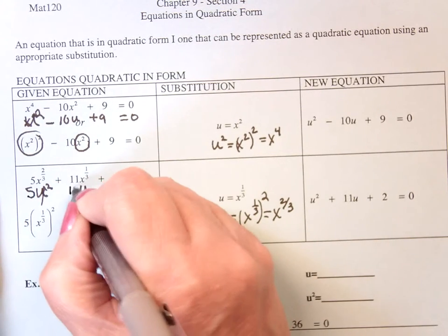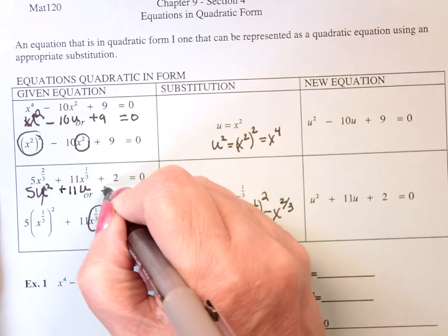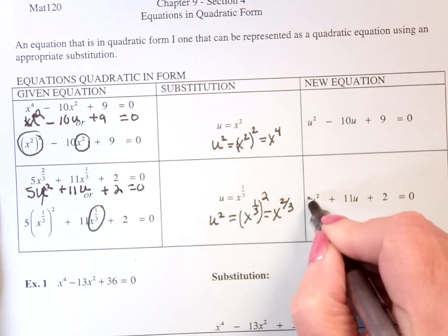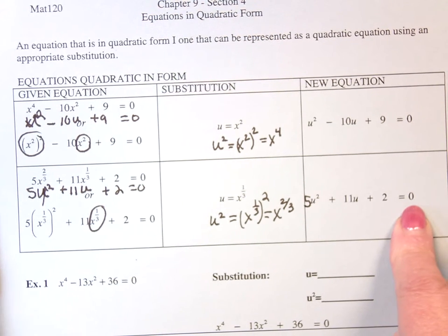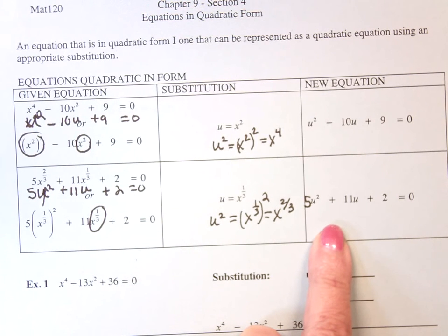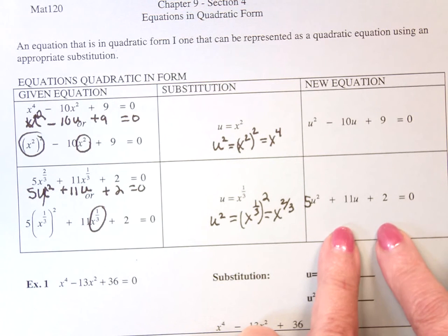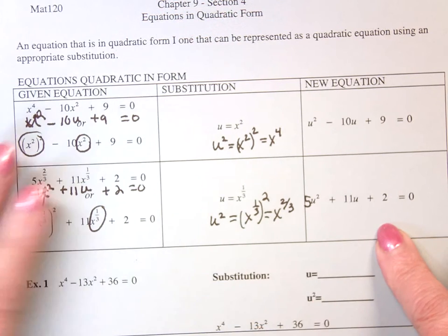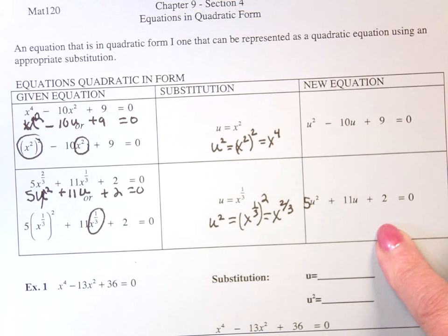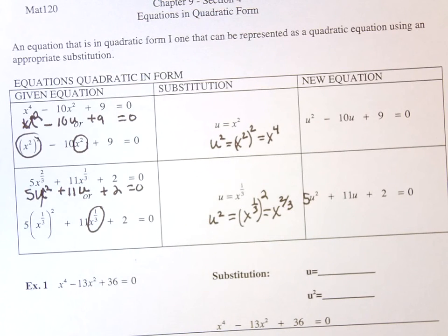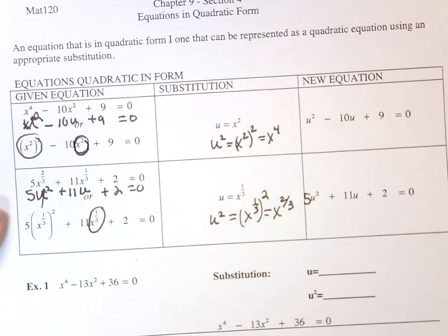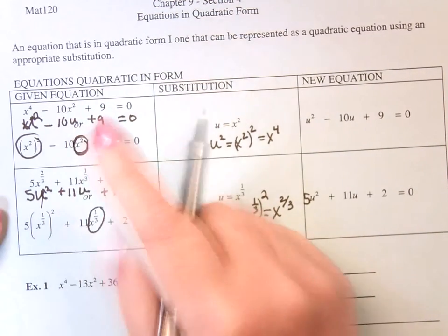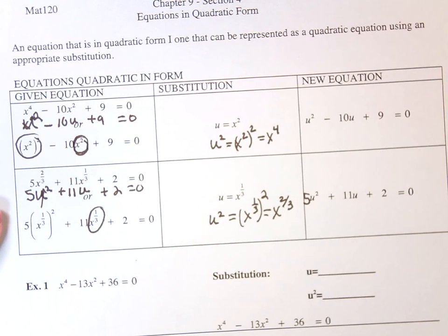This should be 5u squared plus 11u plus 2 equals 0. I now have something. This doesn't factor, or does it? Yes, it does. This factors, and so I can solve it. So it's substitution. Here's the key to any substitution. You go to the center term. If you square it and get the term that's in front, you can do substitution on it.